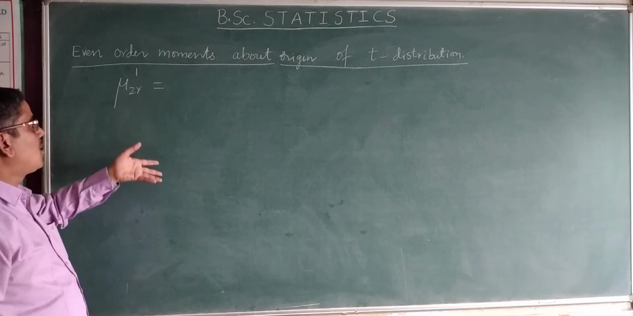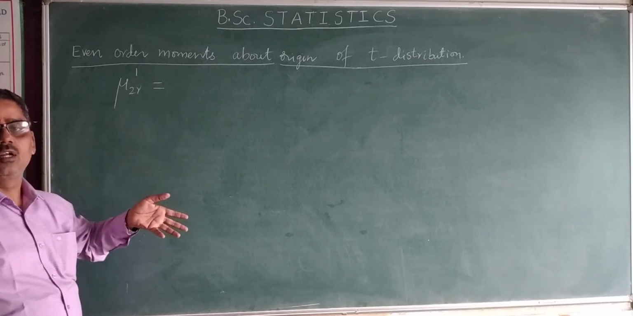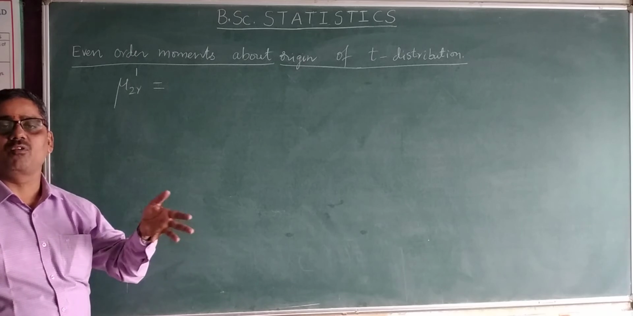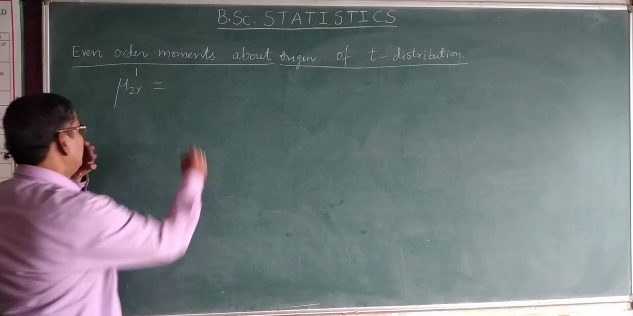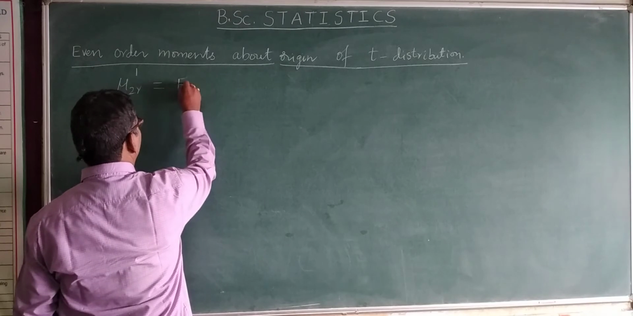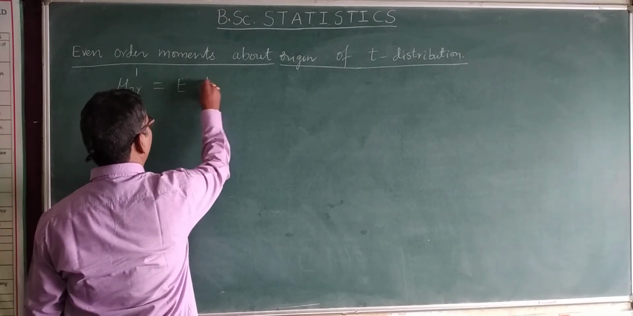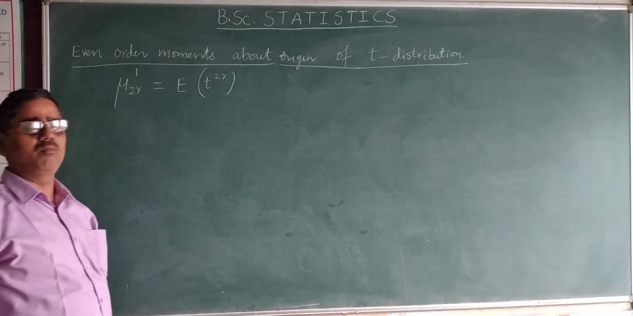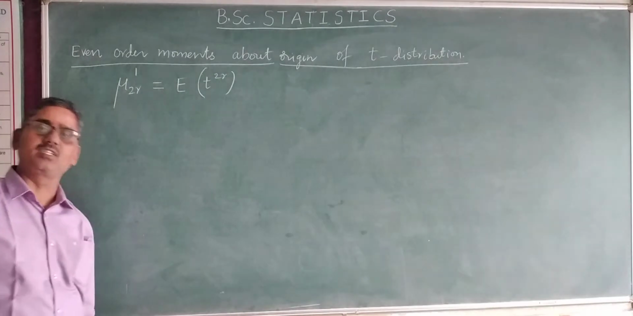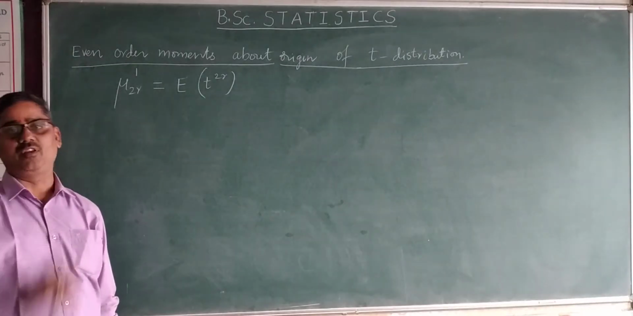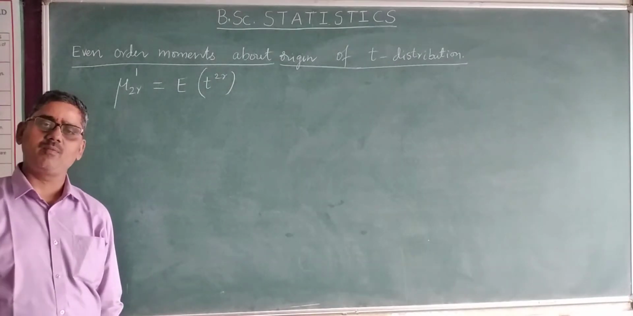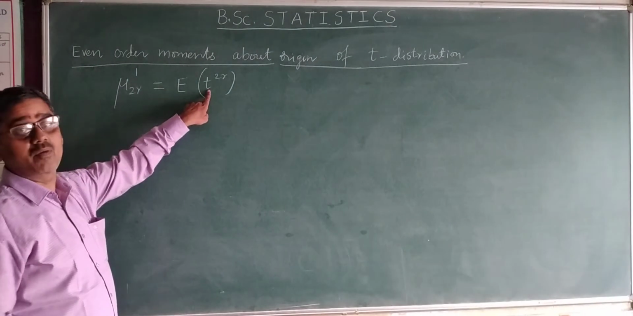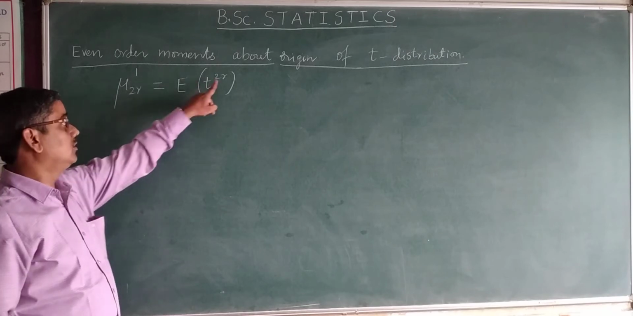For different values of r, if you consider mu 2r dash, you will get even order moments 2, 4, 6, 8 for r equal to 1, 2, 3, etc. Right? So this is going to be calculated by using the expectation of t power 2r. By the definition of expectations, mu r dash about origin is calculated by the expectation of x power r. Here we consider the variable t, so since it is 2r, t power 2r.